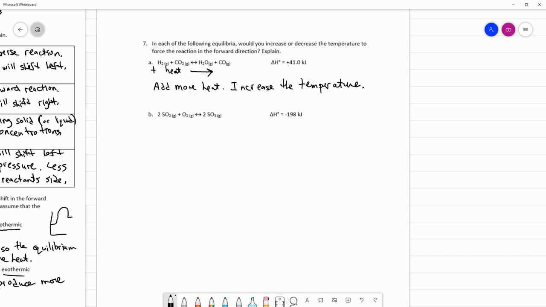Okay, and last one, B. In this case, exothermic as a reaction, we have a negative delta H. So in this case, we'd want to reduce the temperature. So that would push the reaction to produce more heat to counteract the temperature that has been reduced.